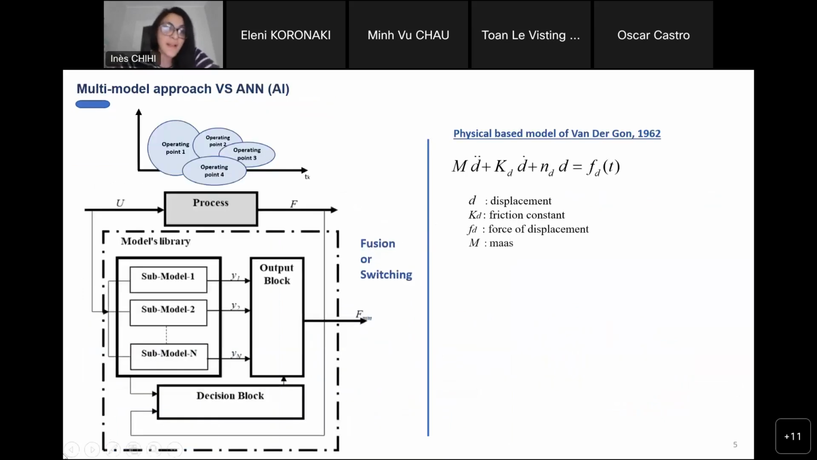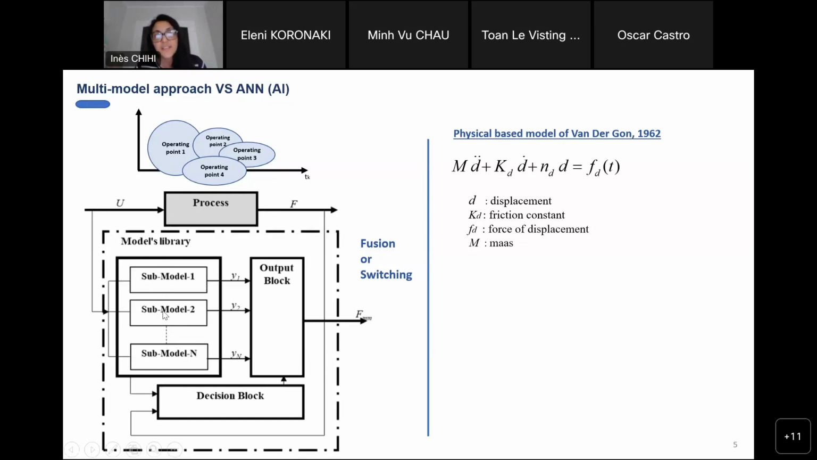So here is the figure for the multimodal approach. The multimodal approach is the solution to divide my complex operating space into subspaces that are simple and linear and simple to represent. Here I have three main blocks. The first one is the model library, a library of models. Each model, I can say submodel, is a simple model that represents a specific operating point.